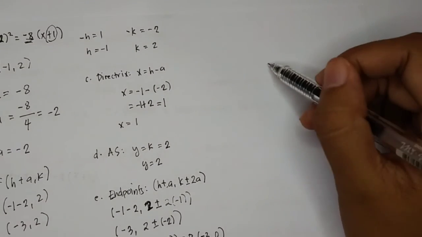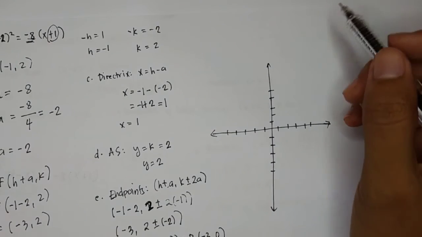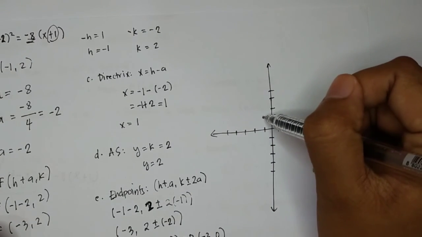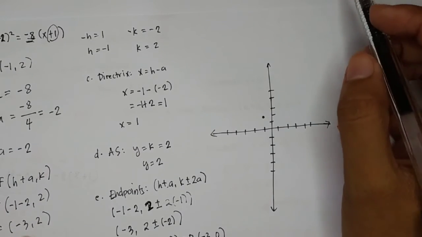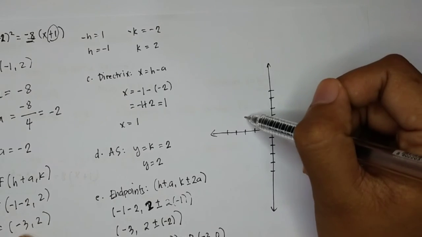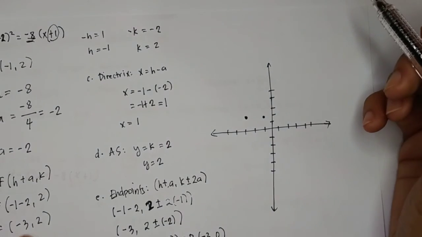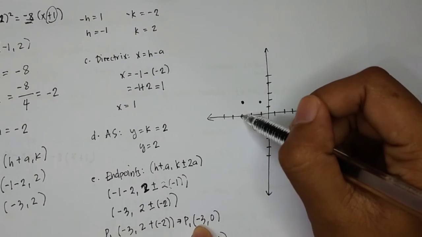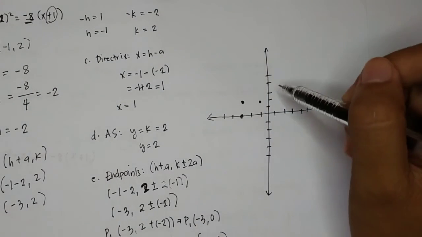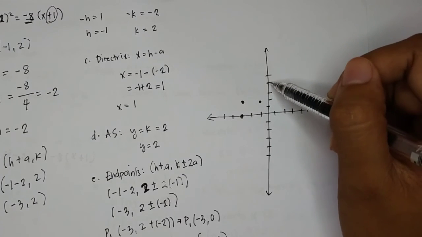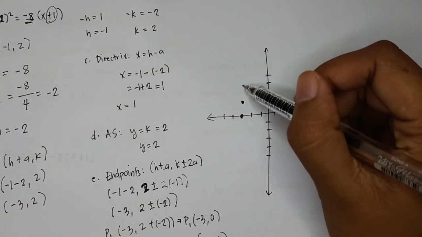Okay, so let's graph this one. So, dito na lang. Okay, so we have negative 1, 2. Yan yung vertex. Ang focus natin, negative 3 and 2. Ano nga ba yung endpoints natin? We have negative 3, 0. And we have negative 3, 4. So, negative 3 and 4.